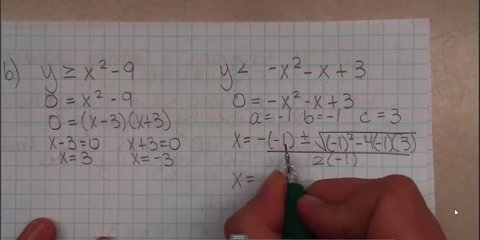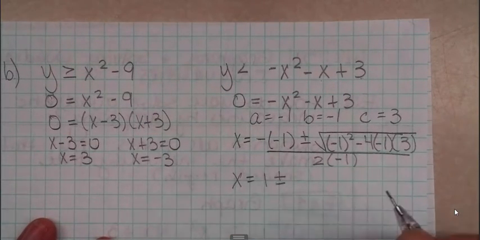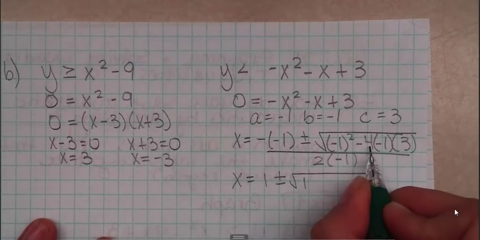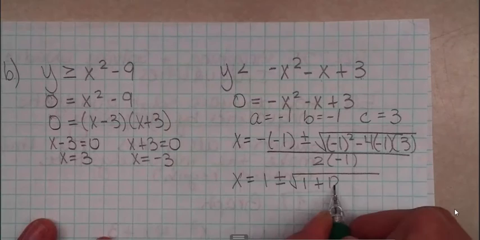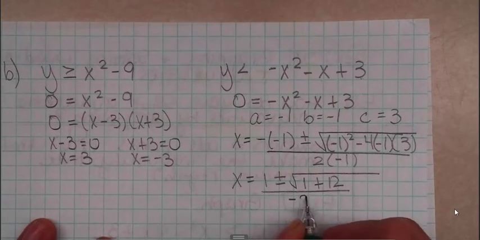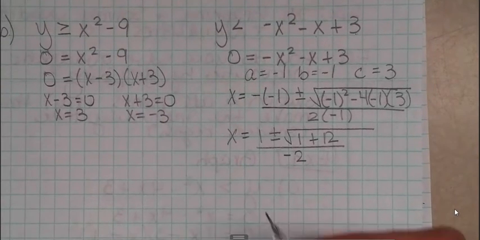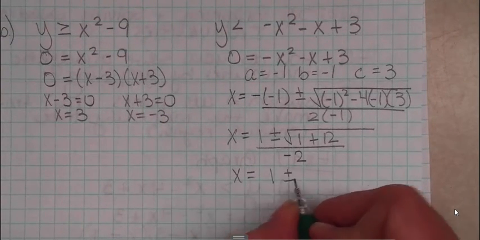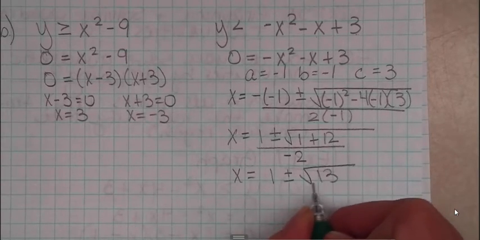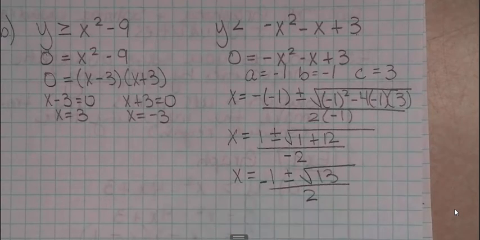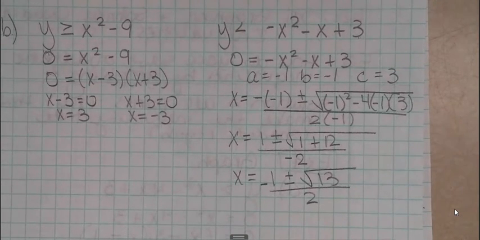So I've got a positive 1 plus or minus the square root, well, that becomes 1, and this becomes a positive 12, all over 2 times negative 1, which is negative 2. So final simplify here, I really have 1 plus or minus the square root of 13 over 2, and that's going to be a negative. It doesn't matter where you put the negative.